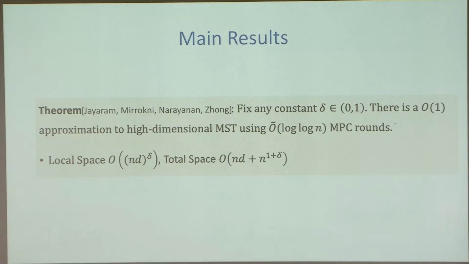So here's the main result of our work. We can get a constant approximation to high-dimensional MST using log n number of rounds. And our algorithm is fully scalable. That means that our local memory is sublinear in the input size for any constant delta, and our total space is near linear, n to the 1 plus delta, for arbitrarily small constant delta.